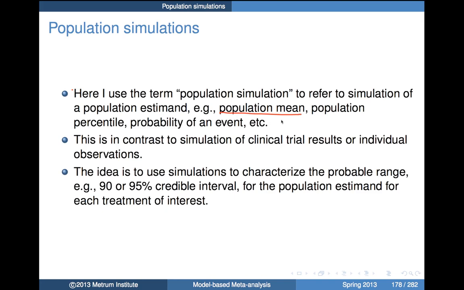As I say, the idea is to use simulations to characterize the probable range, like a 90 or 95% credible interval, for the population estimand of each treatment of interest. So that's going to be the focus when we discuss population simulations. And then we'll talk about how we deal with that in some different contexts. And we'll also talk about some related types of simulations to help you understand the distinctions between different elements.